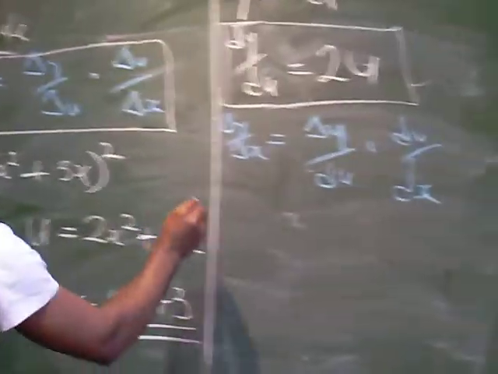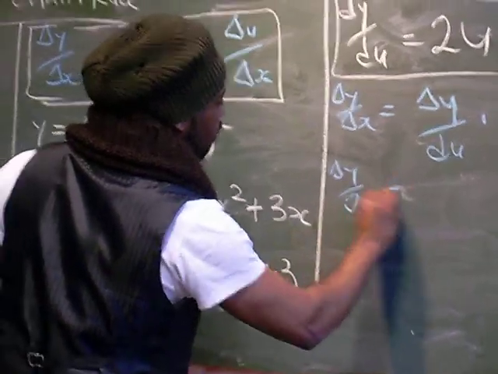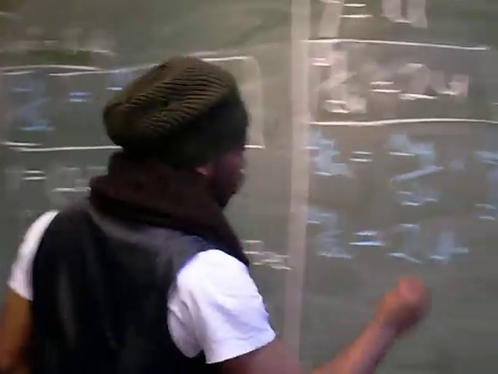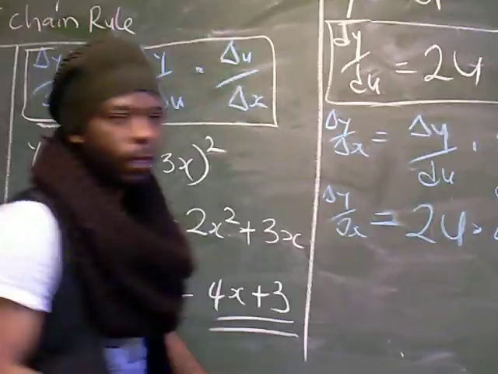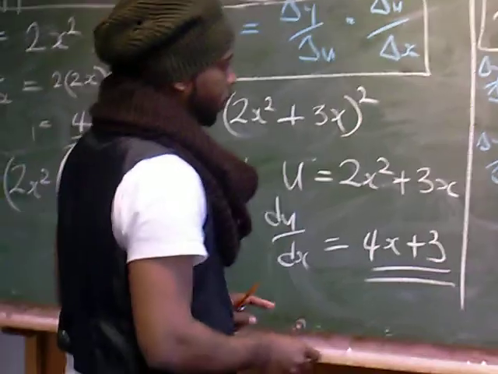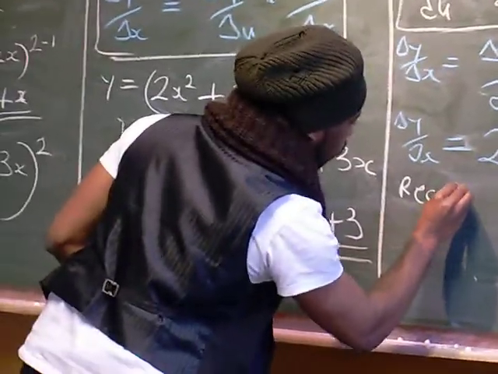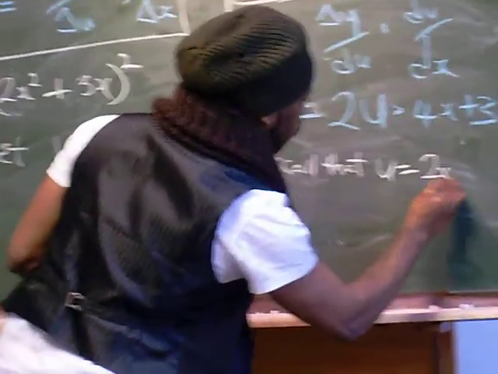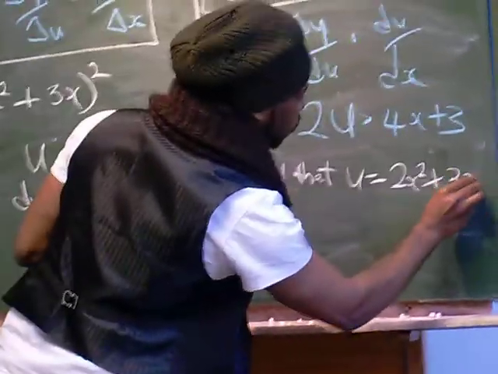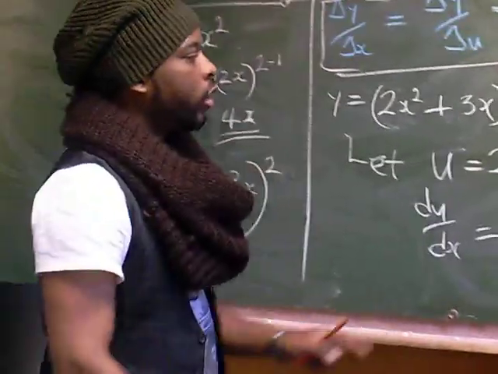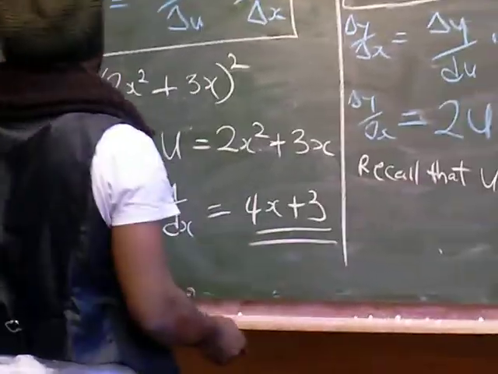Okay? Now, the dy/dx is equal to, what is the dy/du? Now, the dy/du is 2u dot the du/dx. The du/dx is 4x plus 3. Now we are going to be recalling something. Recall that u is 2x squared plus 3x. Recall that u was equals to 2x squared plus 3x. We just recall this. Then in this case, we are going to be substituting the value of u into this equation. So dy/dx, let me come here.